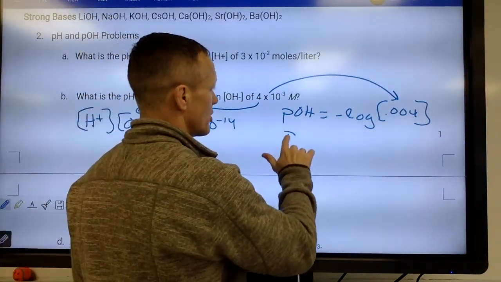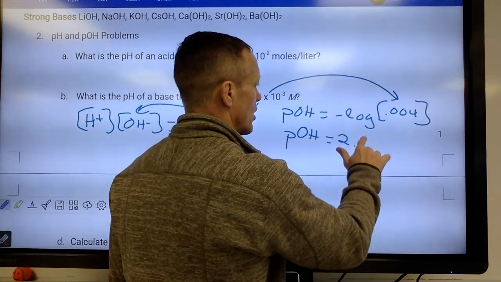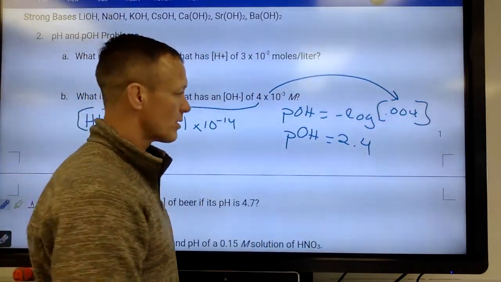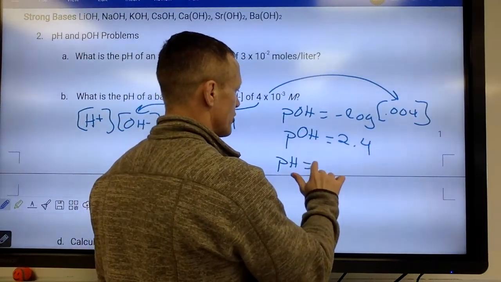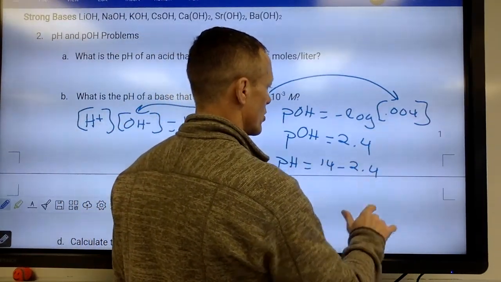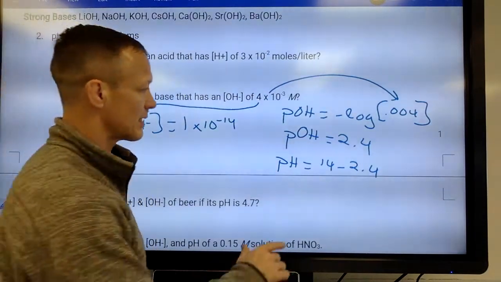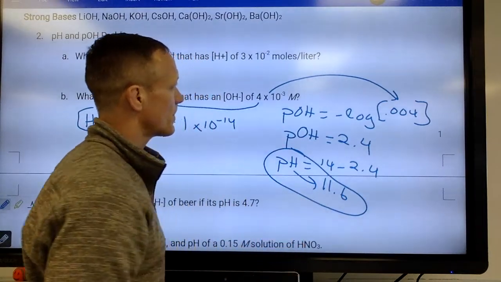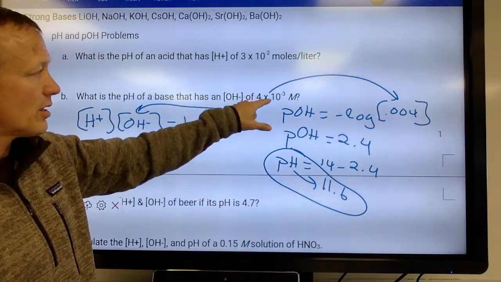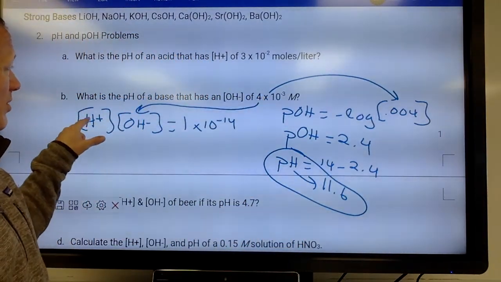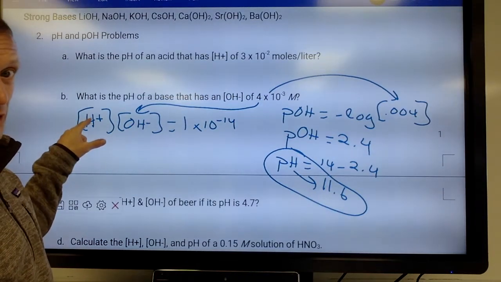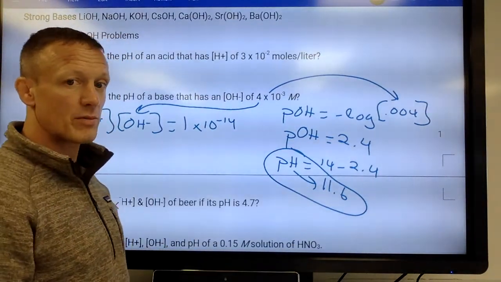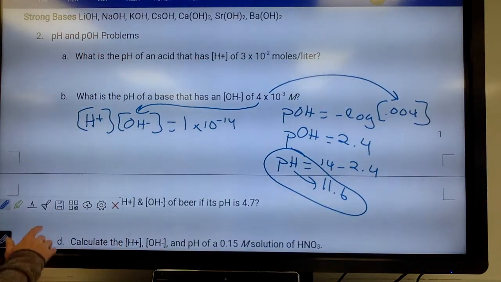That is a pOH of 2.4. pH plus pOH always add up to 14. So pH equals 14 minus 2.4 would be 11.6. 11.6, which makes sense. That's a pretty high concentration. If this is 4 times 10 to the negative third, that's going to be something times about 10 to the negative 10th or 11th out here, which gives us that pH. All right.